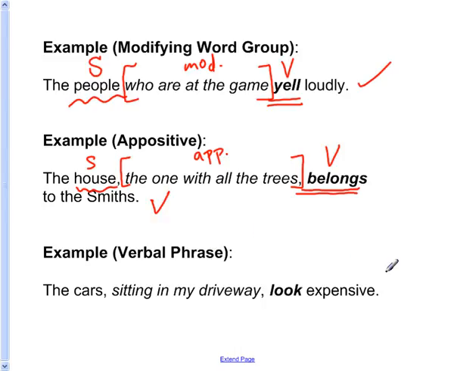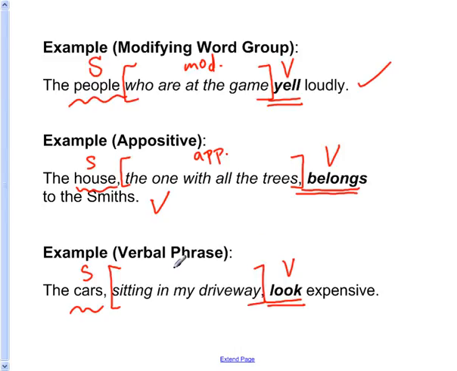Another example with a verbal phrase between the subject and verb. The main verb of this sentence, the cars sitting in my driveway look expensive, is look. The subject is cars. We have a plural subject, cars. Therefore, the form of the verb must be the plural form of the verb. The form of the verb that agrees with the plural subject is look, L-O-O-K. No S on the end.